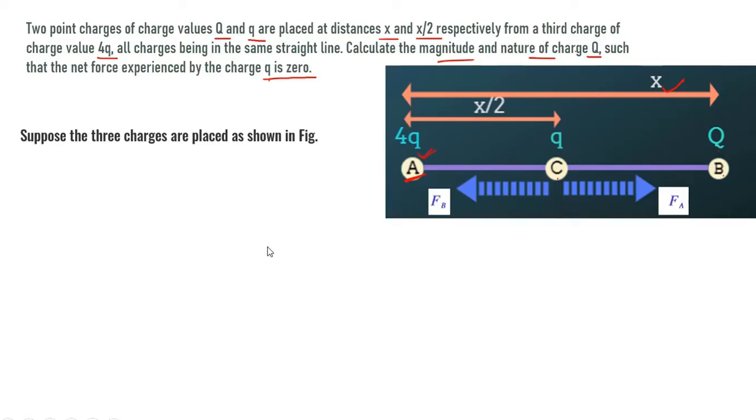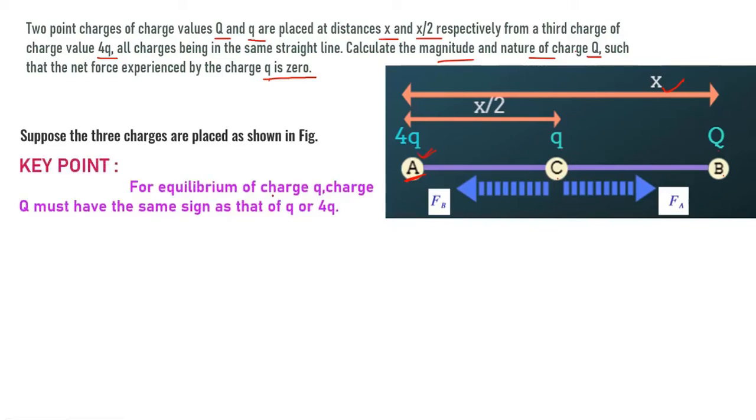Now what will be the key point in solving the question? For the equilibrium of the charge small q, according to our question, small q is at equilibrium. Under which condition will it be in equilibrium? When it is under the experience of two equal and opposite forces. C will experience a force from A and a force from B, and these two forces must be equal and opposite, that is, FA and FB must be equal and opposite. So the charge on capital Q must be the same as that on the charge of 4q. Then only will C be under the action of two equal and opposite forces.